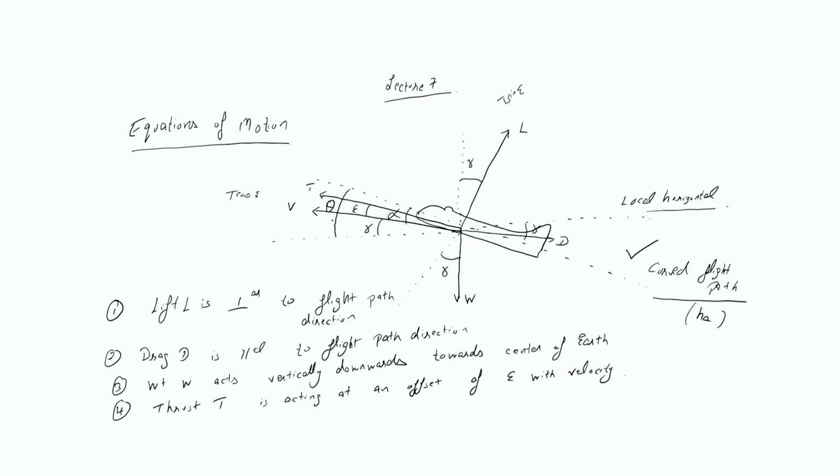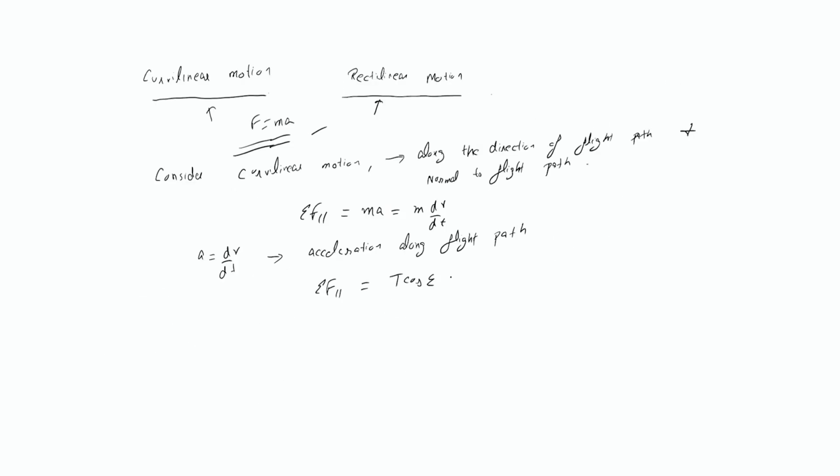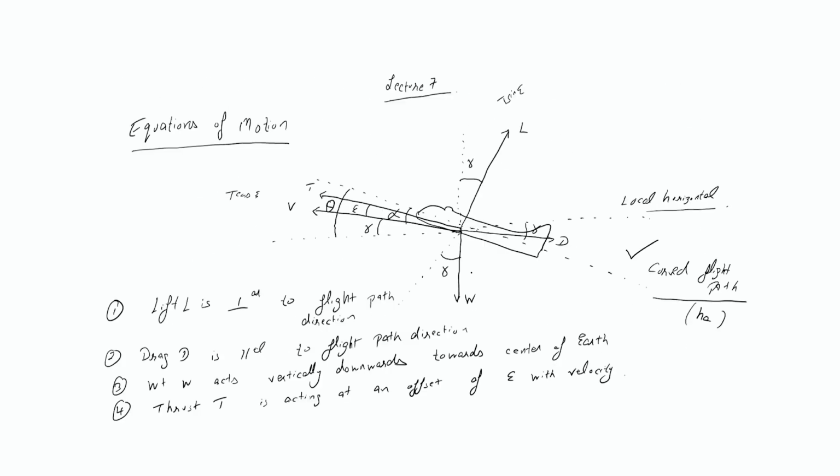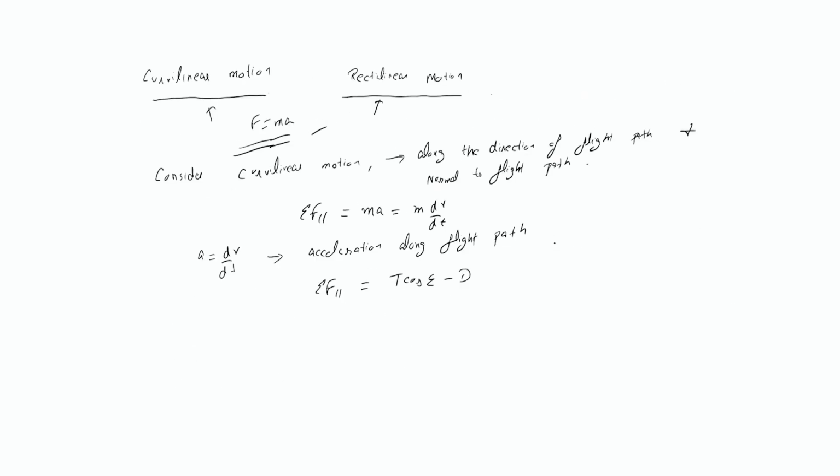What about drag? Drag is exactly opposite to the velocity, so we can mention minus D. What about weight? Weight has components W cos gamma and W sin gamma. W sin gamma is also opposite to velocity, so we have minus W sin gamma, equals m dv upon dt. Let me consider this as equation number 1.